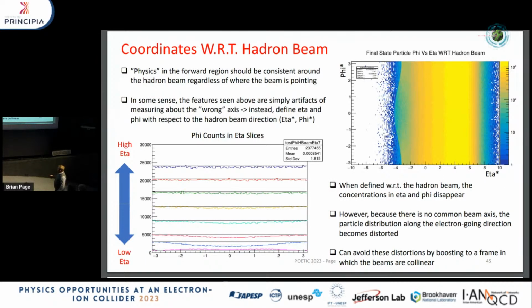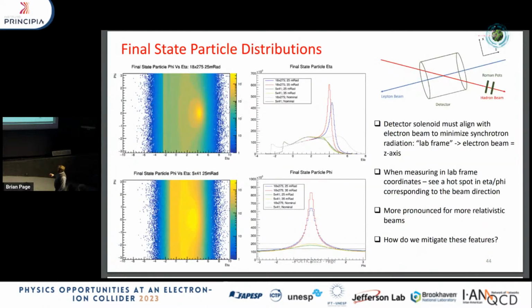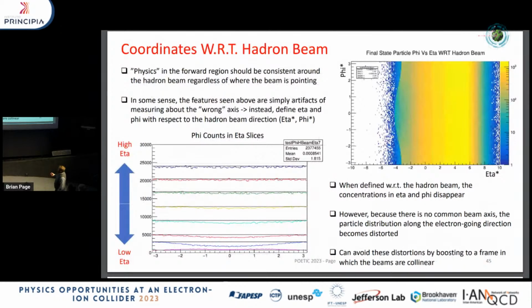So you want to correct for this before you start clustering your jets. So you can consider just doing a coordinate transformation and measuring things with respect to the hadron beam axis, which again gets rid of this hot spot. But now because we don't have a unique axis, if you want to do correlations between something in the forward direction and the backward direction, you're actually distorting your backwards region.